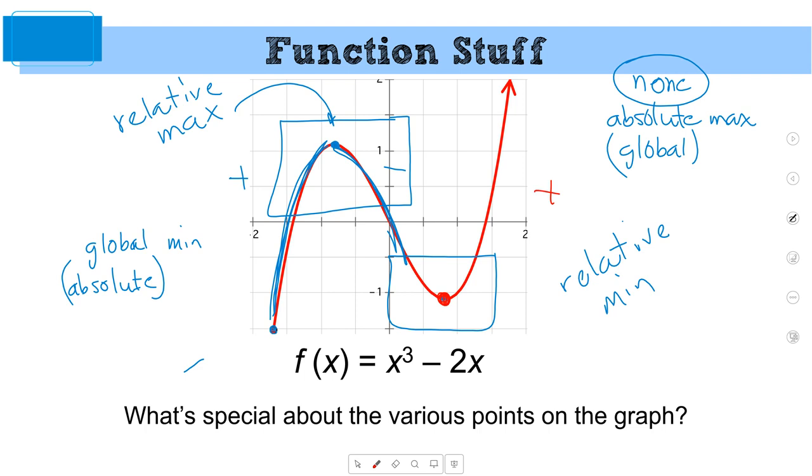Okay. Will that always happen? No. For the rest of you, will that always happen? In other words, if I have a relative max, will it always be positive on the left and negative on the right? If I have a relative min, will it always be negative on the left, positive on the right? You're shaking your head yes? Awesome. Anybody else? Yes or no?